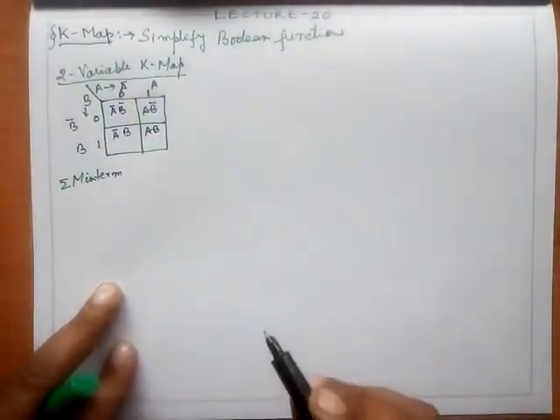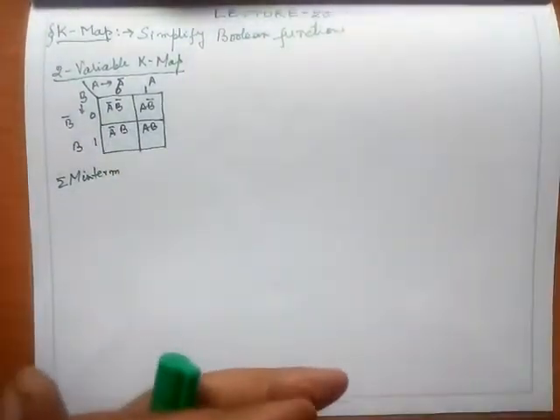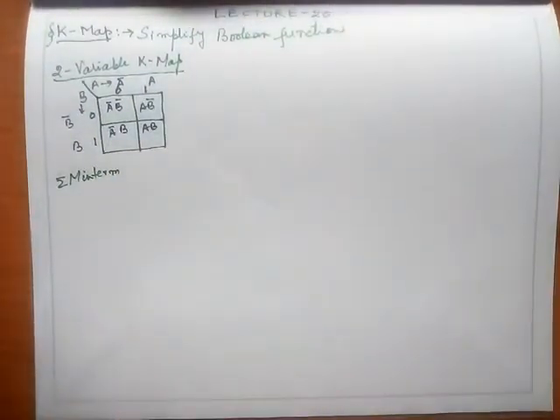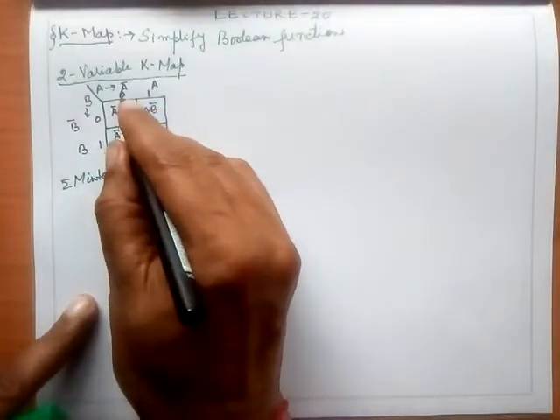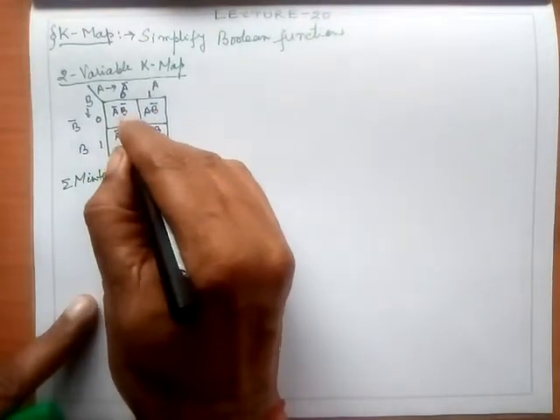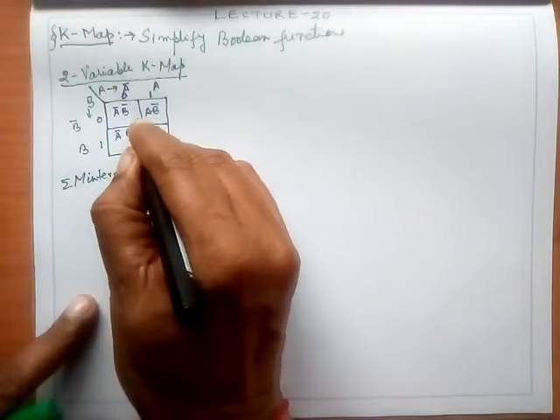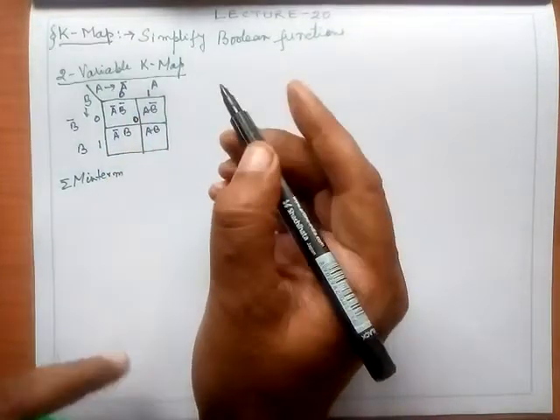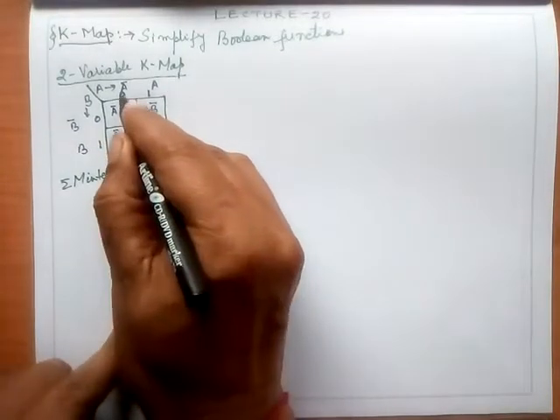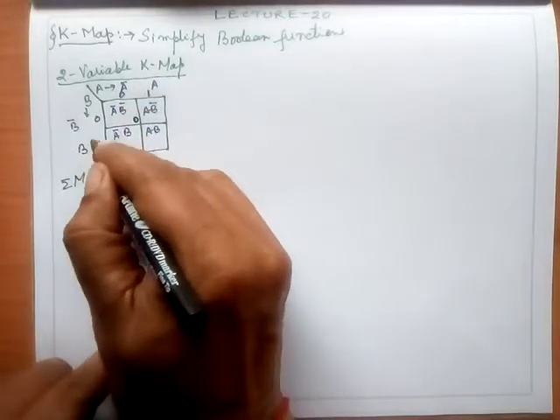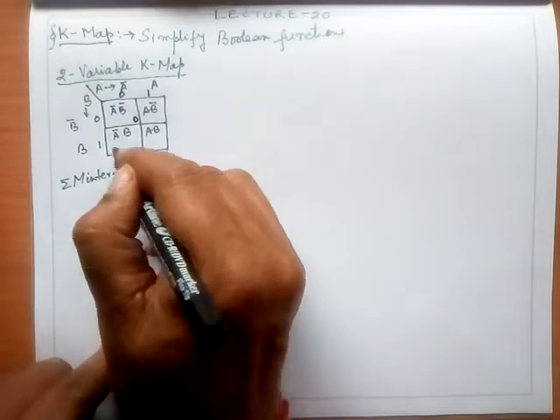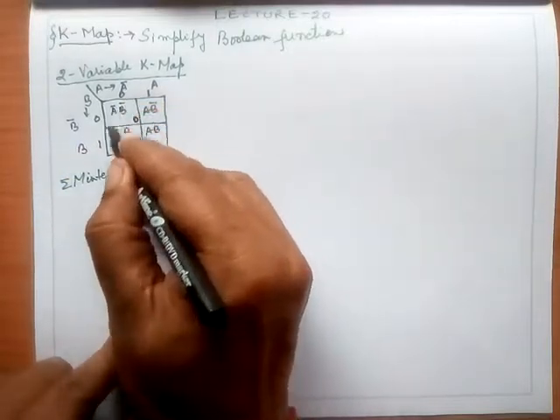Now look at the decimal equivalent of this. I am writing it on the right hand bottom of the cell. This is 0, 0, so the decimal equivalent is 0. Next, first I am writing the value of A, then the value of B. Value of A is 0 and B is 1.